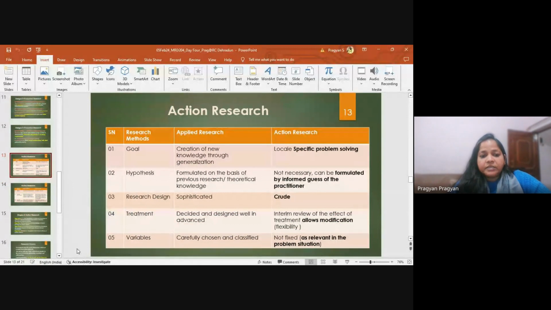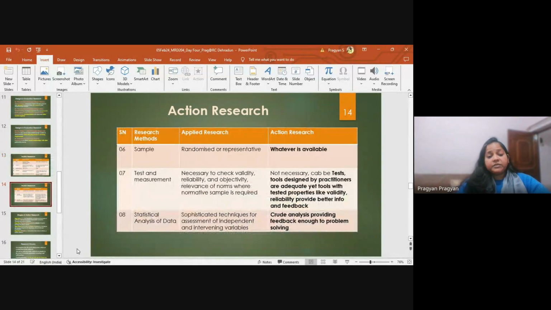And that is why the whole difference you can see from the first point to that of the last: the goal, the hypothesis, the treatment variables, and even the analysis of data. The researcher is not bound to follow one specific program. Why? Because in the process of following those structured programs, you will not be able to be flexible, to get a fresh perspective, to understand what was the problem and how you could solve it.